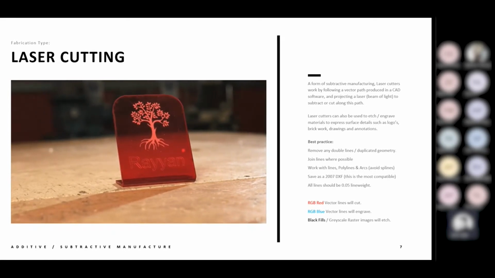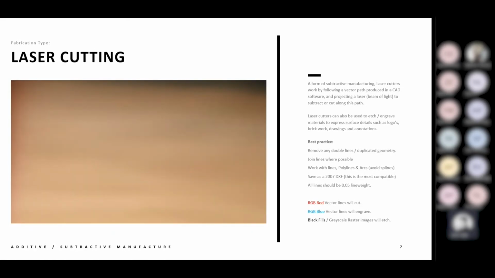Reason being is they changed the way that they encode these files since 2007, and a lot of older machines now no longer work with this. So for CNC work, you'll find R12 works the best. For laser cutting, 2007 is easily the most consistent. So if you're going external, that will always work.